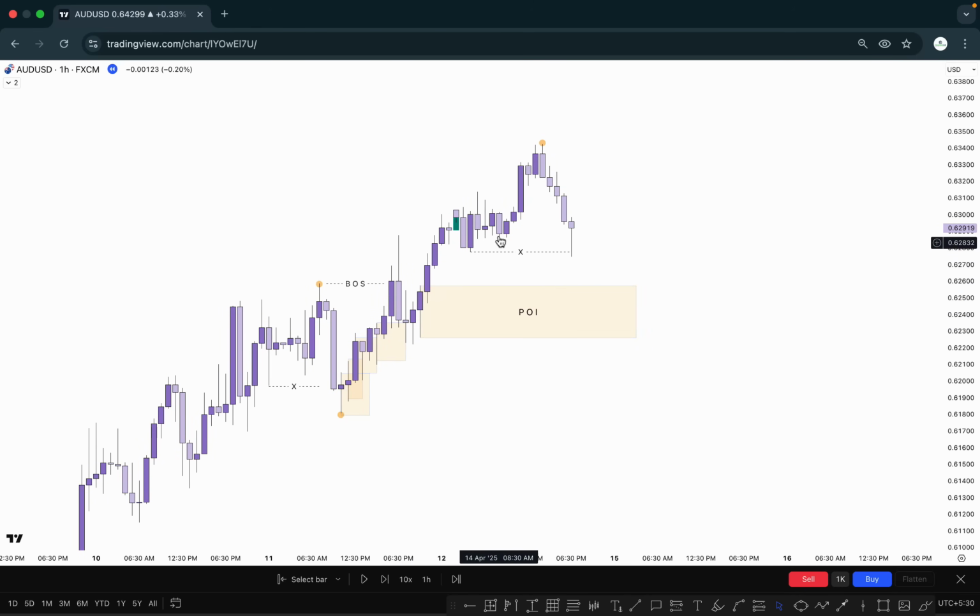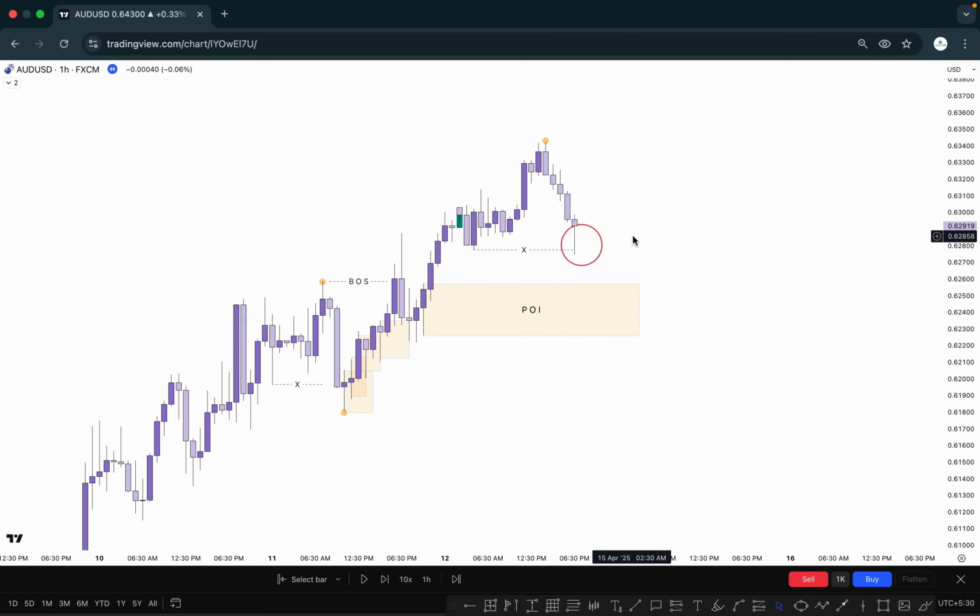Because there is a proper imbalance here, price tapped on it, and we can take entry for the buy to the upside, and we can also use a lower time frame entry for the buy. But the main thing is, we can see the inducement taken out, and after taking out the inducement, we are looking for the buy to the upside, but we need lower time frame confirmation.